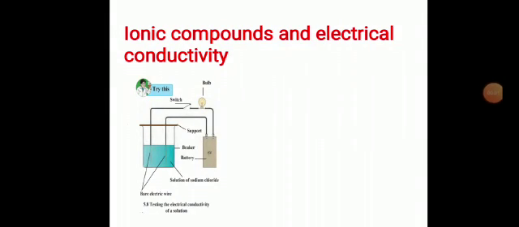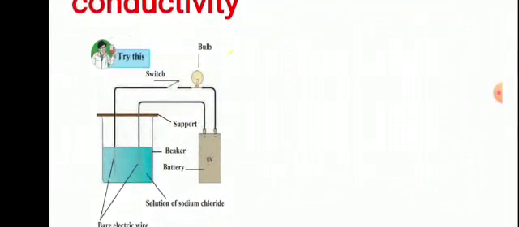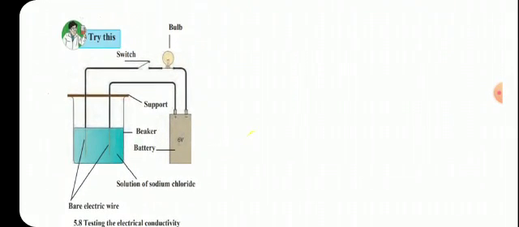Children, we are going to study about ionic compounds and electrical conductivity. Here is an experiment. A solution of 1 gram of sodium chloride is prepared in 50 ml of water. 1 gram of sodium chloride is taken and dissolved in 50 ml of water.